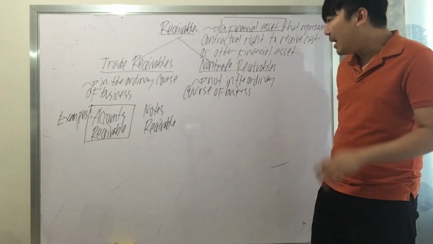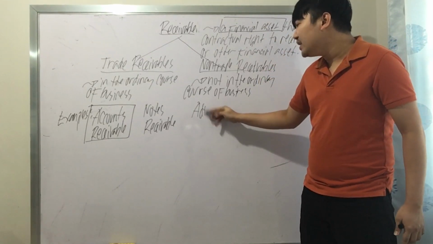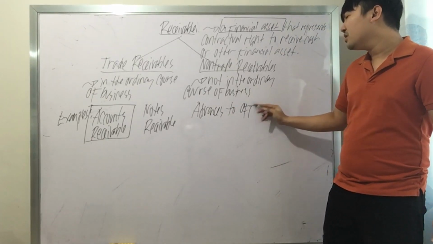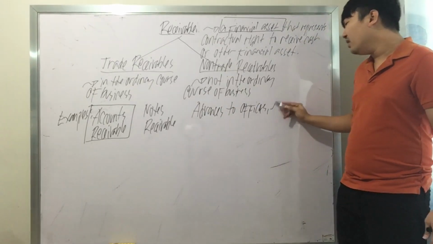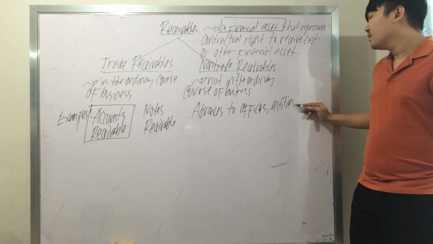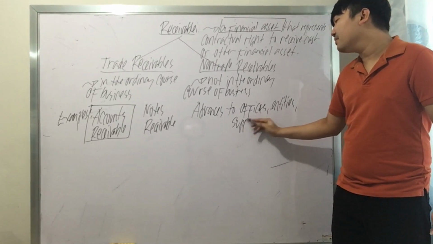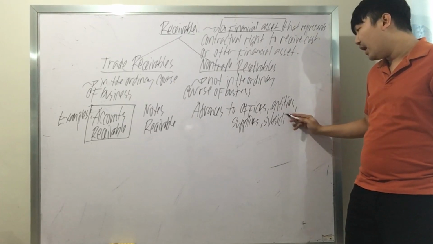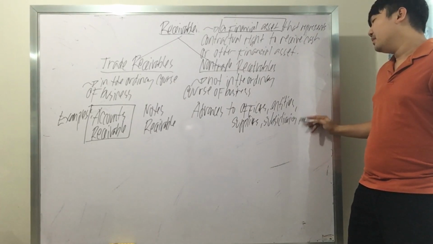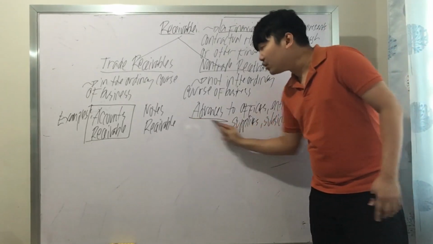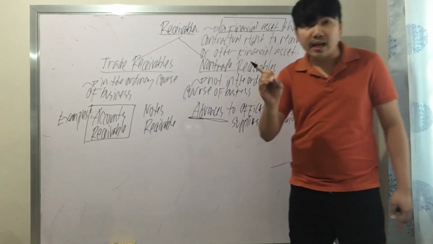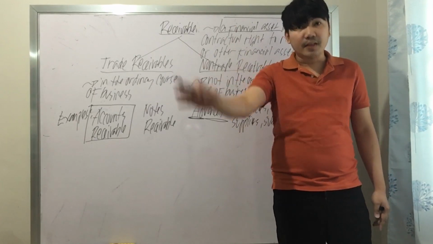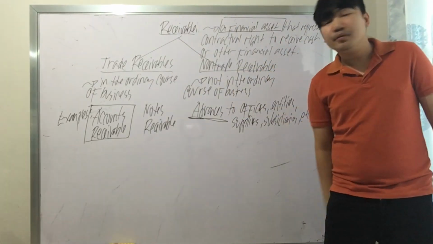Yan, class. Ano yung mga examples na to? Mga advances, class, to officers, to entities, to suppliers, to subsidiaries, or affiliates, etc. Mga advances to. So you gave, class, advance cash to other entities. So non-trade yun.